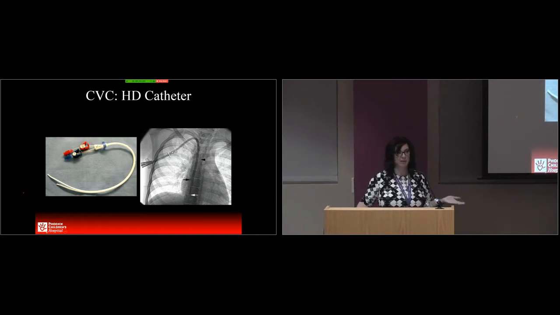So for HD lines, we also have temporary HD catheters, which are placed in the internal jugular vein typically. There is no cuff, they're sutured in, and it's for access 7 days or less.